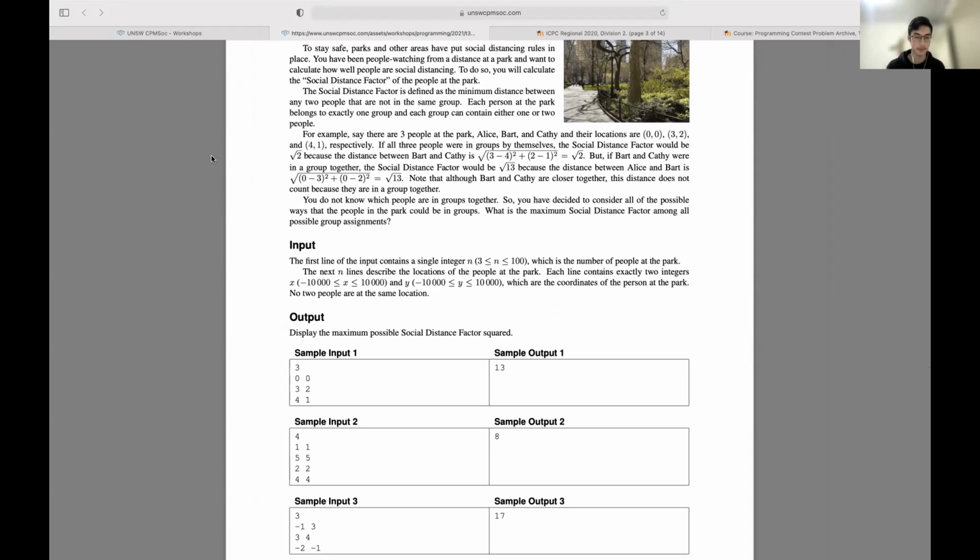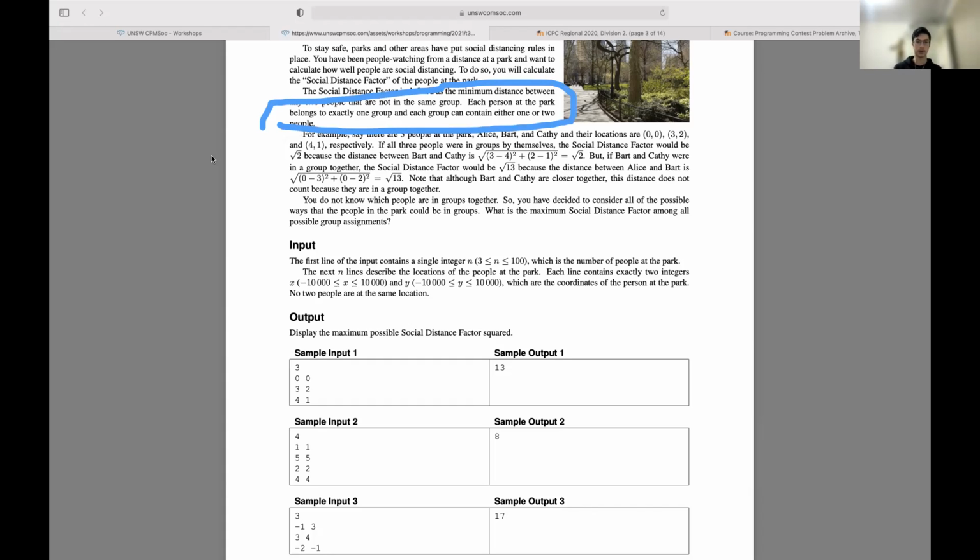So this problem is kind of a geometry problem, kind of not really. Given a list of coordinate pairs, so a list of points in the 2D plane, I guess how the problem is framed is you can pair up certain pairs of people. So each person can belong to a group, and each group can contain either 1 or 2 people.